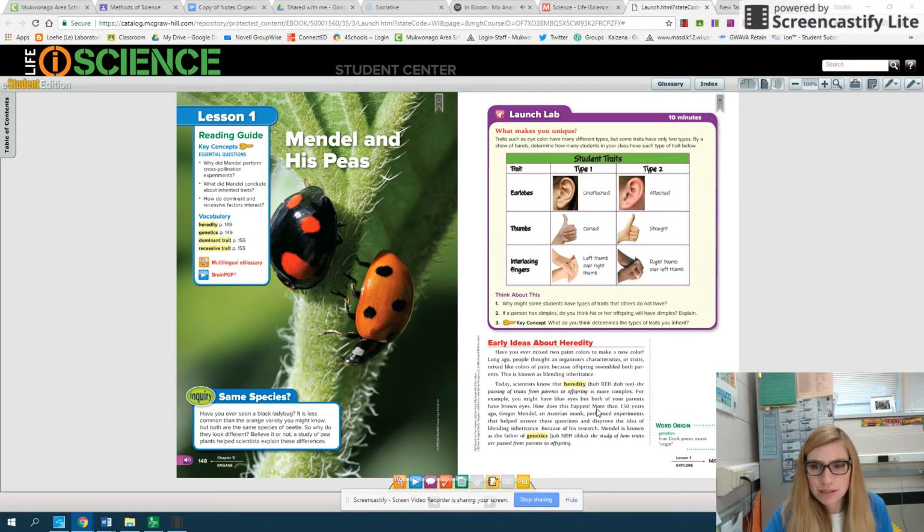How does this happen? More than 150 years ago, Gregor Mendel, an Austrian monk, not an Australian monk, Austria, different country, performed experiments that helped answer these questions and disprove the idea of blending inheritance. Because of his research, Mendel is known as the father of genetics, the study of how traits are passed from parents to offspring. Okay, so there are some important ideas to pull out of those two paragraphs, along with two highlighted definitions.